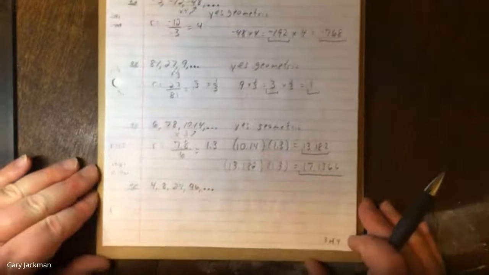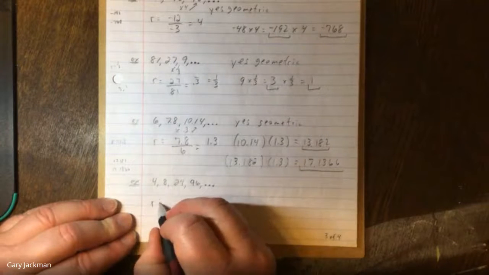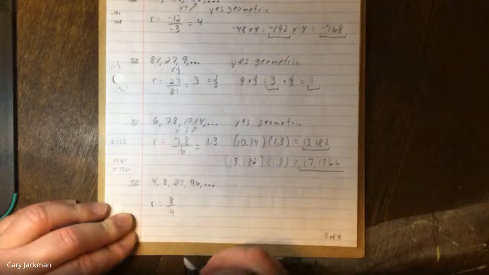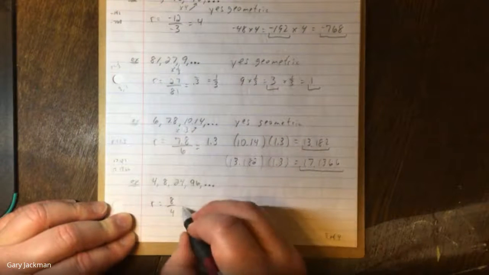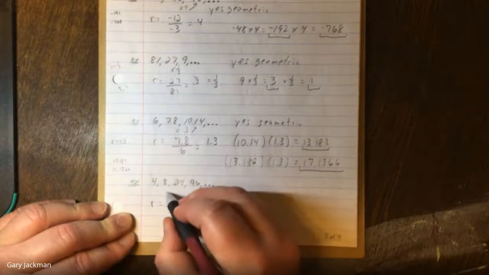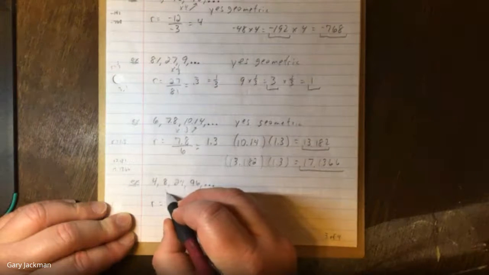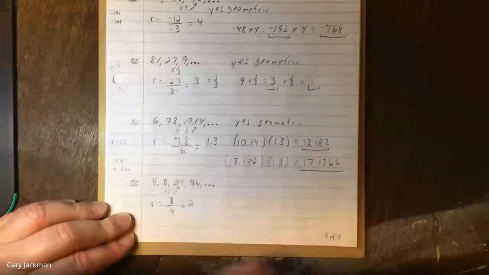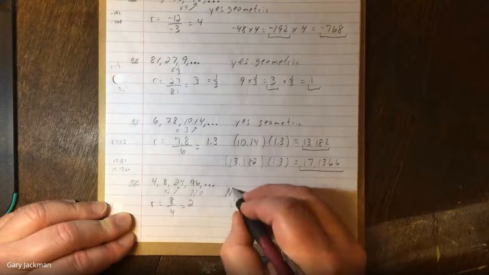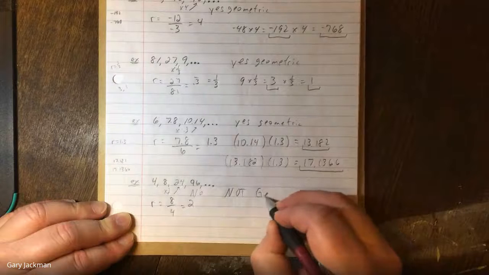The last one, we're trying to see if we determine this is geometric or not. Well, I'm going to say r here, and I'm going to take 8 divided by 4, because it's second term divided by first term. When I divide that out, I get a 2. So now I should be able to expect to take the 8 times 2. And do I get 24? No, I do not. So not geometric.